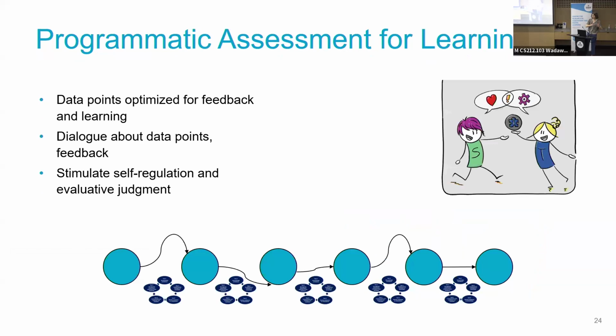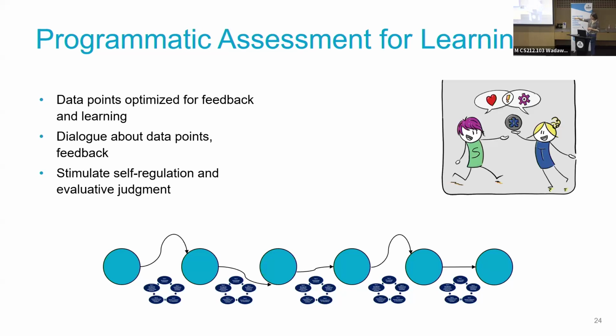So that's it about the assessment of learning. So now we move to assessment for learning, just as important. And in assessment for learning, we want these data points to be optimized for feedback. And we need a dialogue about the data points, as students do not automatically interpret and use feedback. They need to be supported. And often we want to stimulate self-regulation and evaluative judgments so students can interpret the information from the data points themselves, get the messages from the data points, like this is what people tell me about my work and this is what I need to improve.